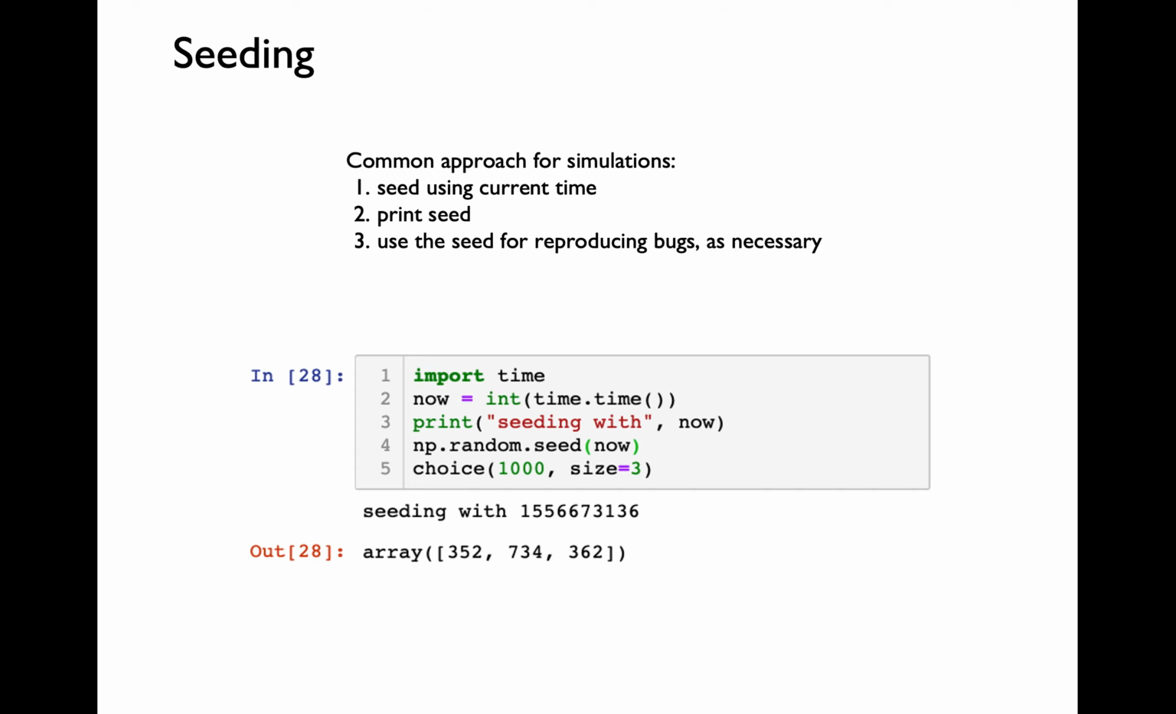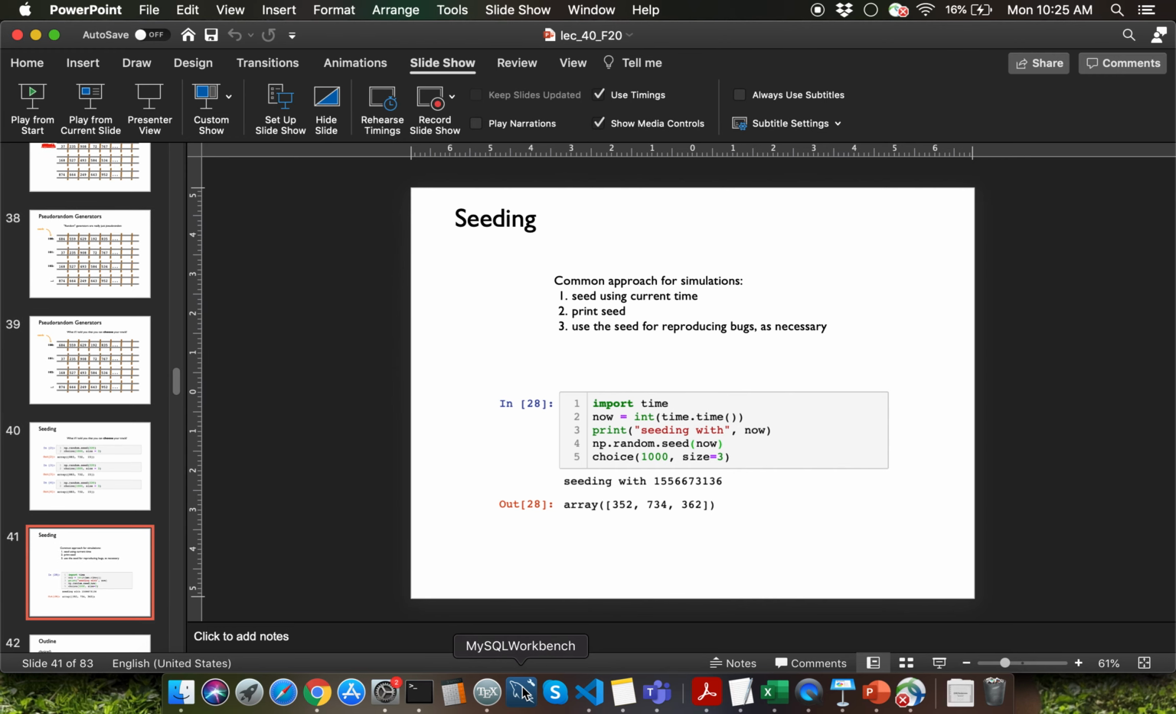So we can explicitly capture the current time into a variable now, and you can reproduce the seed by just saying np.random.seed of now. So now you're going to be able to reproduce the random bug because you're able to catch hold of the seed.